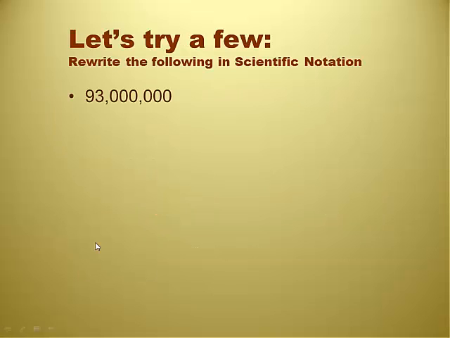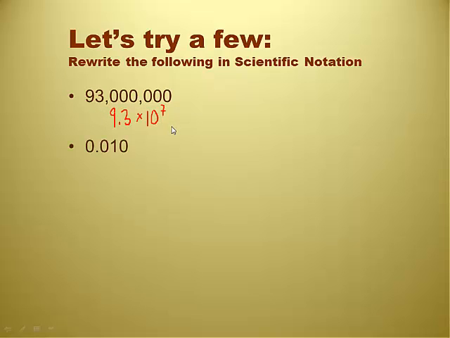Rewrite these in scientific notation. Okay, let's see. 9.3, and it's a big number. I'm moving the decimal to the left, so big number. 9.3 times 10 to the 7. Right? 1, 2, 3, 4, 5, 6, 7. Yeah, 9.3 times 10 to the 7th.